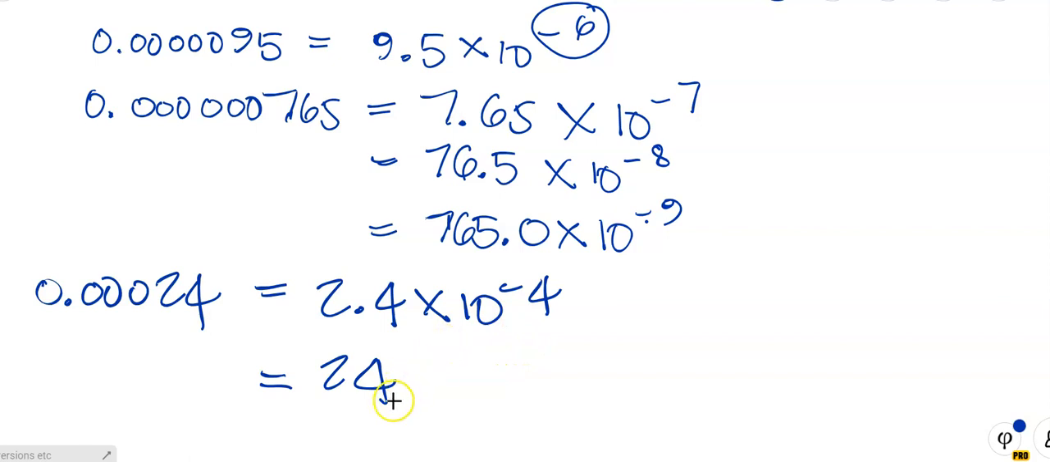So I need to move it 2 places. Okay, so I'm going to make it like so. That's going to be 240 times 10 to the power -6. So if I make this bigger, I make that smaller. Okay, so 0.00024 is equal to 2.4 times 10 to the power -4 in scientific notation, and is equal to 240.0 times 10 to the power -6 in engineering notation. Okay, people, that's my little lesson and note on scientific and engineering notation there.